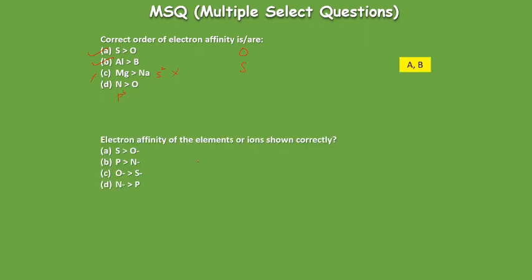The next one is electron affinity of the elements or ions shown correctly. So negatively charged ions, if we are comparing these negatively charged ions, so neutral atoms, this is correct, more electron affinity value. Now we are going to compare over here. This is incorrect actually because O minus will have lesser than the S minus. So this is incorrect. Now N minus has more electron affinity than phosphorus. So this is again incorrect because a negatively charged ion will require energy. So here AB is the correct answer.